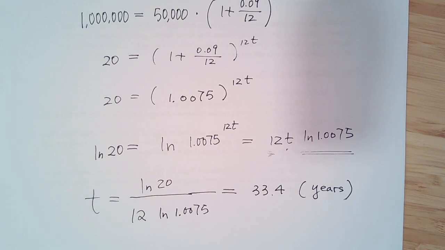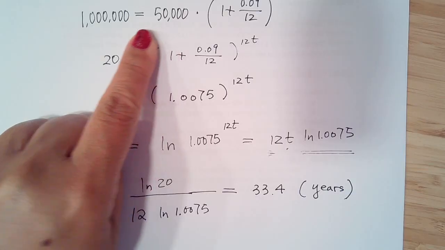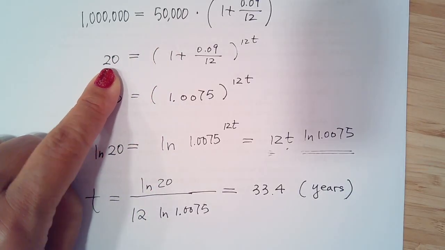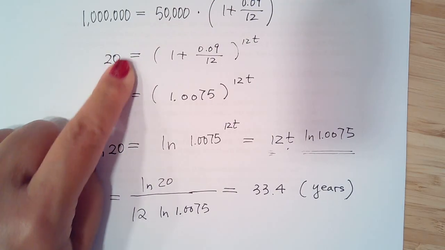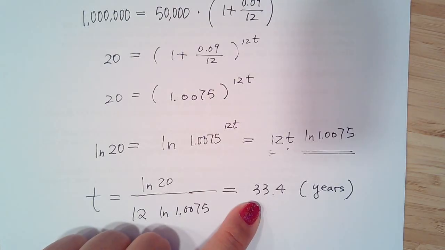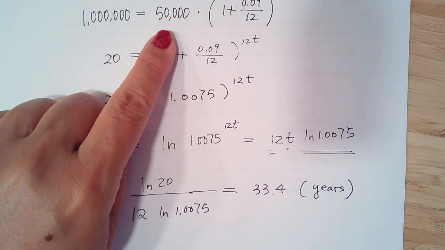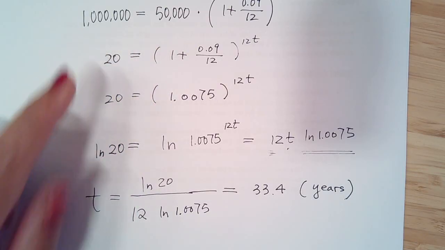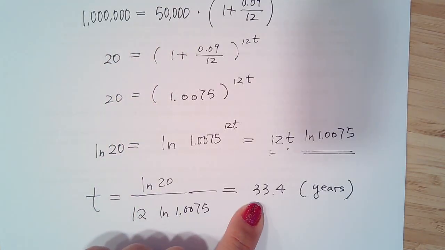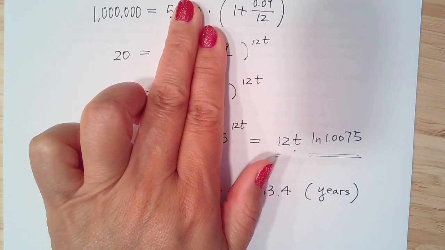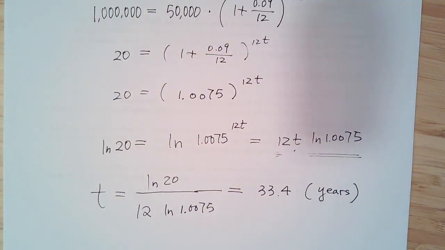Now, you probably notice that once you divide by $50,000 on each side, you get a 20. It doesn't really matter how much money you put there. It just cares about how many times more money you're going to get. So it takes 33.4 years to make your $50,000 investment become $1 million, which is the same time, 33.4 years, to make my $5 deposit become $100. Just grow 20 times more.